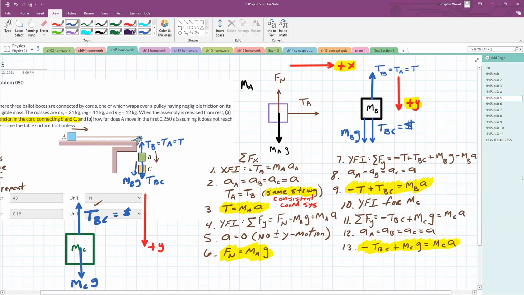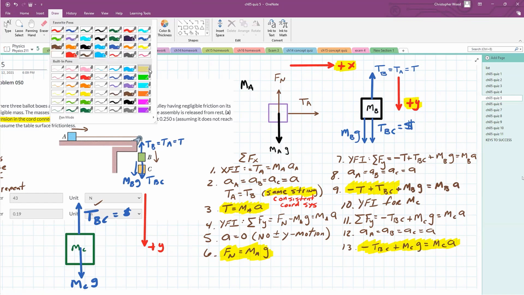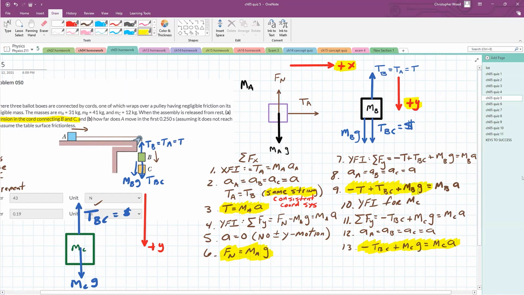Okay. Which means I need to update number 9. So here's the update to number 9. Minus T plus TBC plus MBG equals MBA. All right, so I have all of these equations. At this point, I'm going to solve. And if I can't solve, I just got to figure out some way to crank out some more equations.